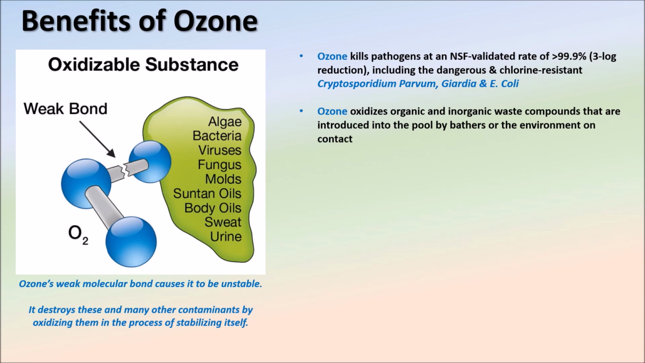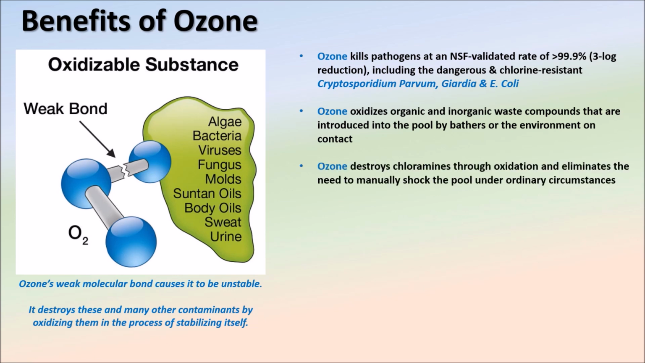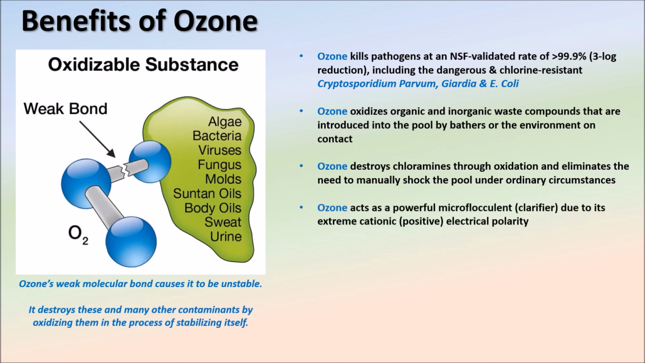This includes chloramines, and this is where we see the wonderful benefit of eliminating the need to manually shock the pool under ordinary circumstances. And, due to its powerful positive electrical charge, ozone pulls the microparticles in pool water into ones that are large enough to be filtered out. This greatly enhances the clarity and sparkle of the water. Finally, a very significant and tangible benefit that the customer will realize is a huge reduction in the amount of chlorine consumption, normally somewhere between 50 and 75% in the typical family pool.